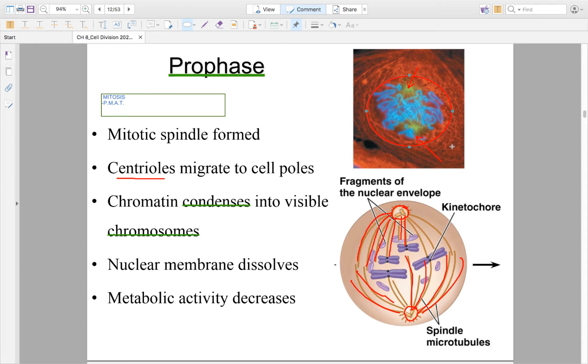Now, the other thing that's happening is we have a nuclear membrane that surrounds our DNA. Remember, our DNA is not floating around like in a bacteria cell. Instead, it's encapsulated in a nucleus. So how does a mitotic spindle get its little hands on these chromosomes? It's because the nuclear membrane is fragmenting. It's disappearing, it's disintegrating. So that's something that happens in prophase. The nuclear membrane is going to dissolve, and generally the cell will slow down on any metabolic activity.